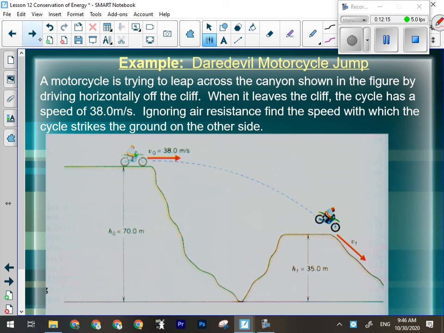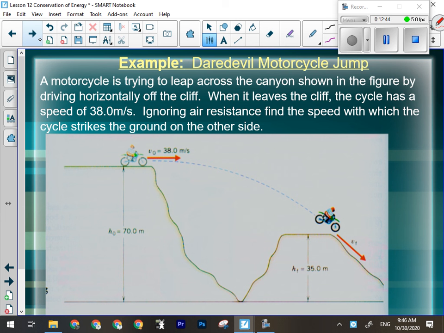Okay, so the motorcycle rider is going 38 meters per second on the first side of the cliff. On that side of the canyon, they are 70 meters above the bottom of the canyon. We want to figure out how fast they're going when they land on the other side of the canyon when their height is 35 meters instead. Now we're assuming there's no non-conservative forces. There's no friction or anything.